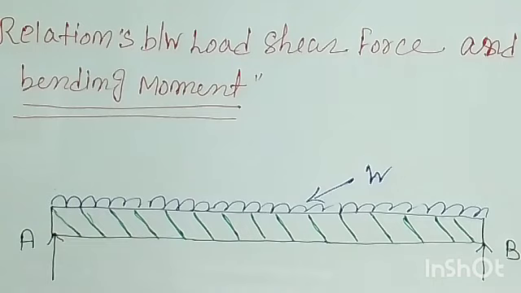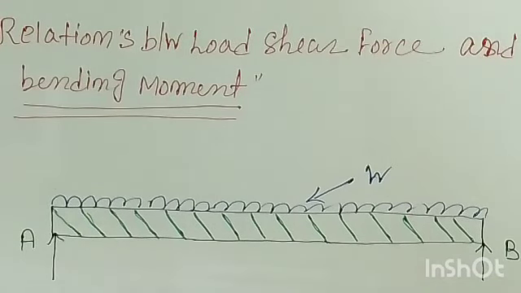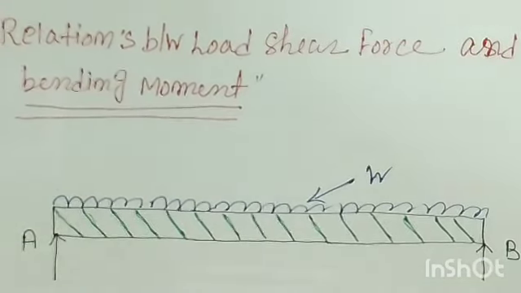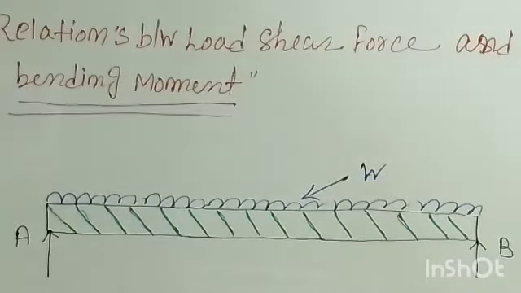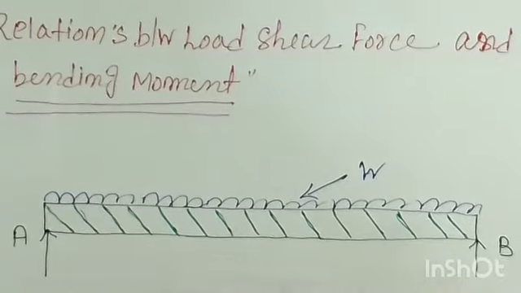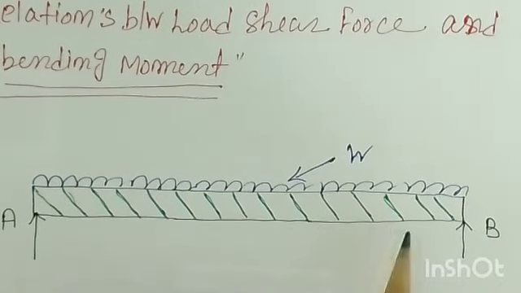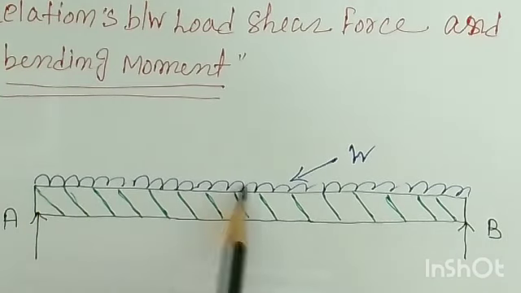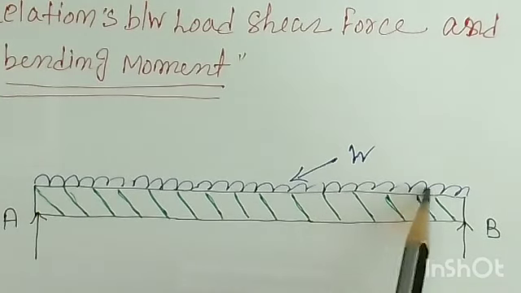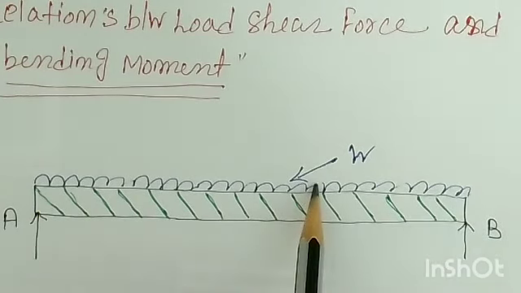Now in this class we are going to generate the relation between shear force, load and bending moment. For that we have taken one beam, and on that beam the UDL is acting. UDL is nothing but a uniformly distributed load. Here you can see on the screen one beam, named AB, and on the beam the UDL is acting. This is the symbolic representation for the UDL.